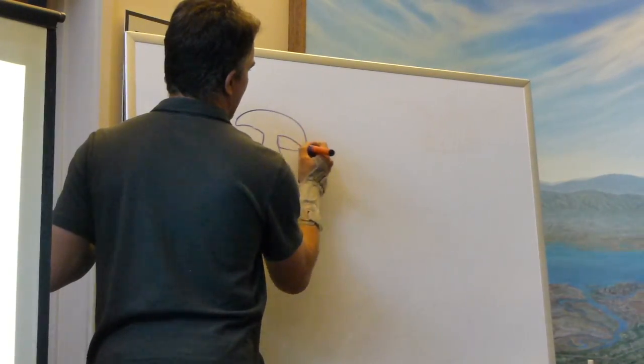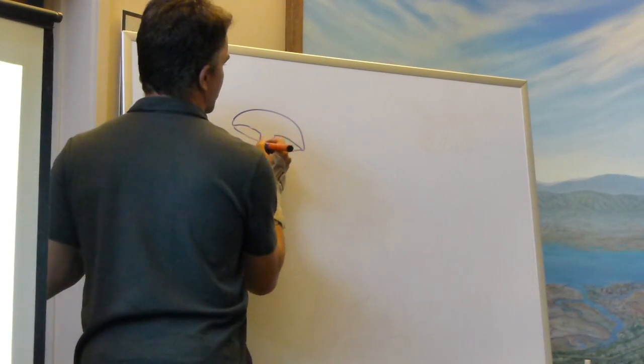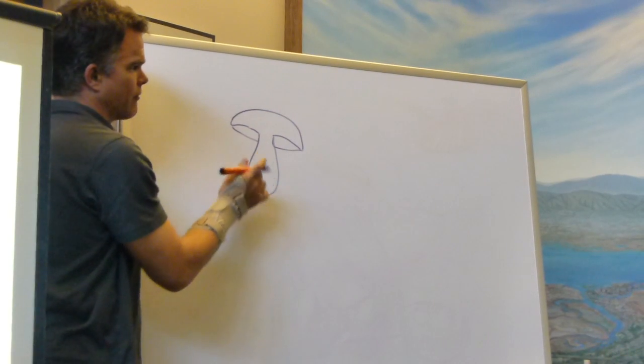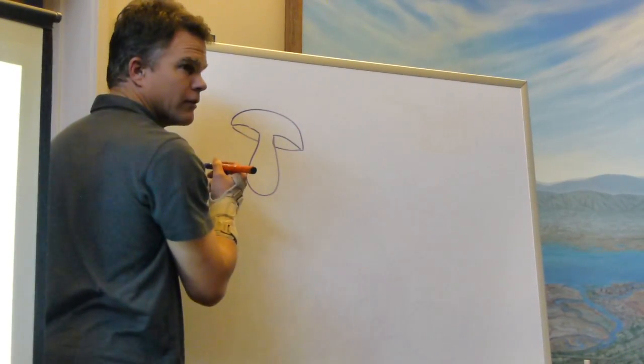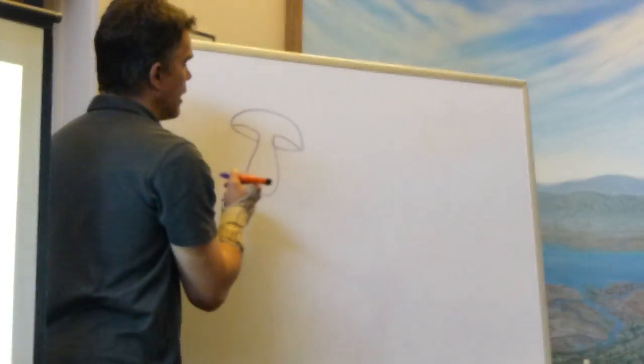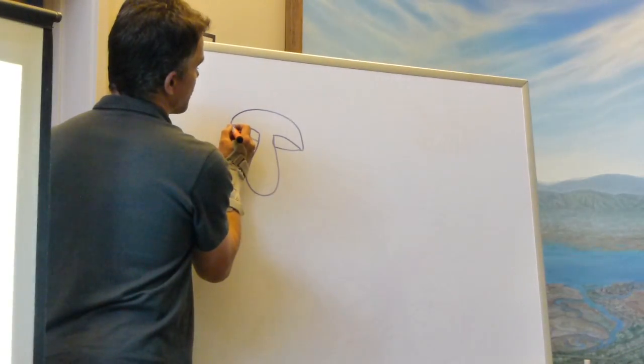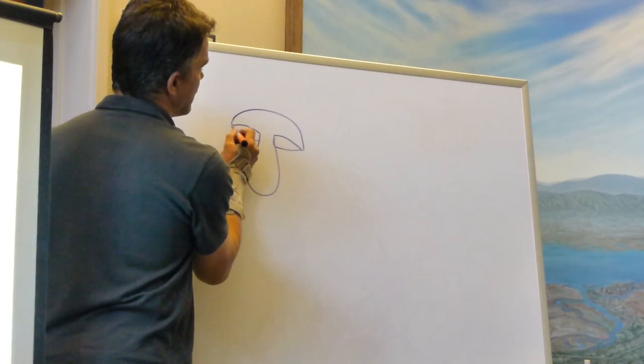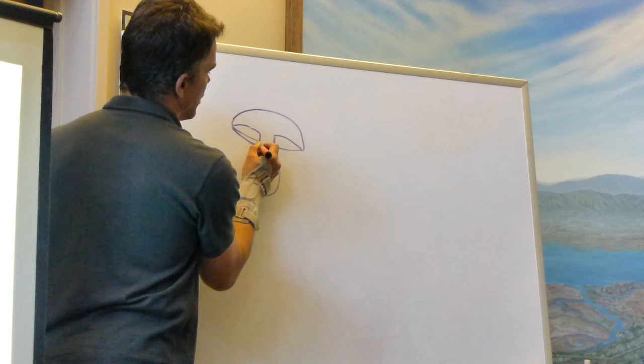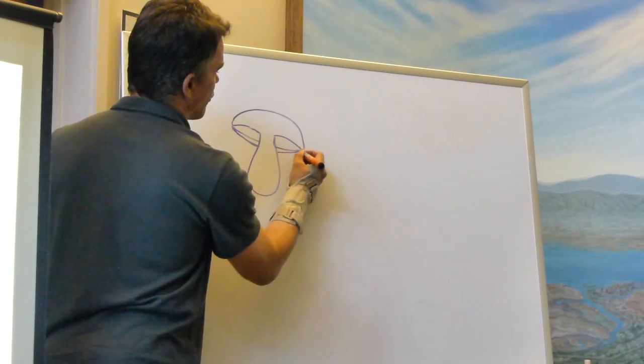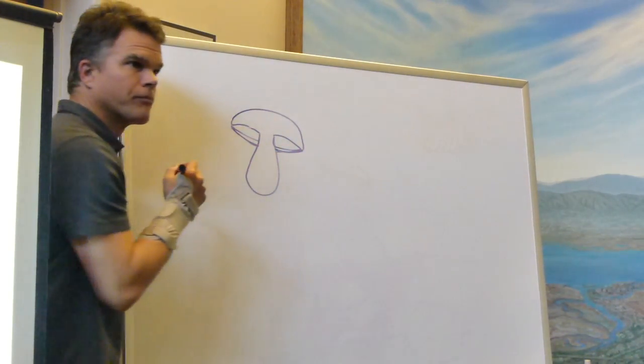And the gills hang out in this area here. So I've cut this mushroom in half, so we're seeing a side view of the gills. Some mushrooms, as the mushroom is growing, have a little membrane or a veil that covers these growing gills.